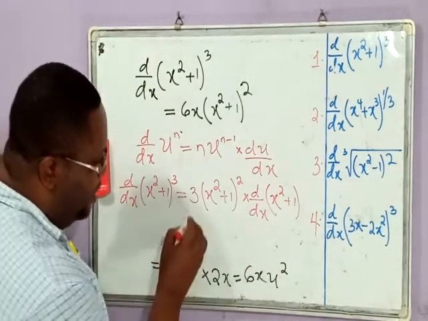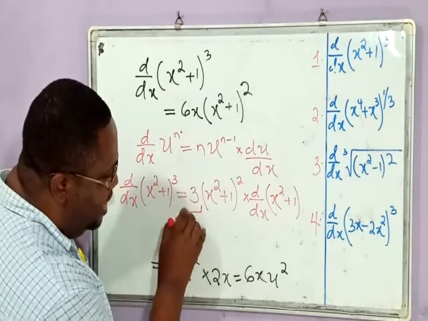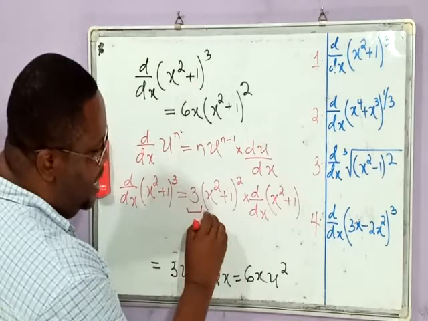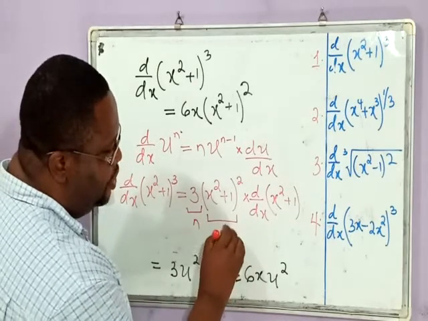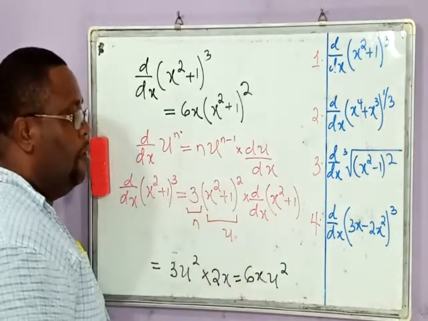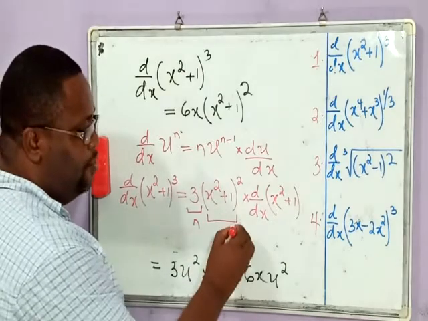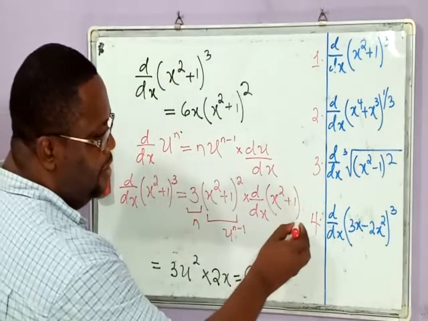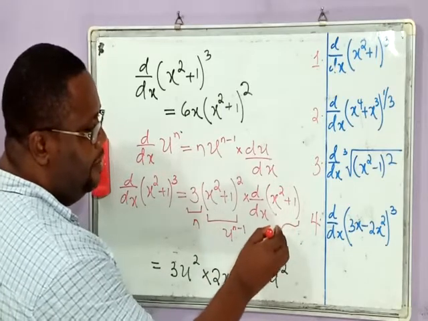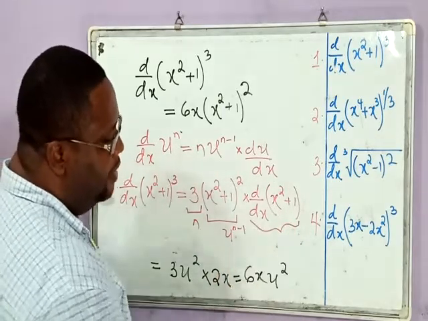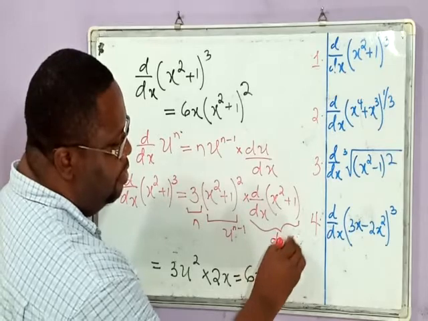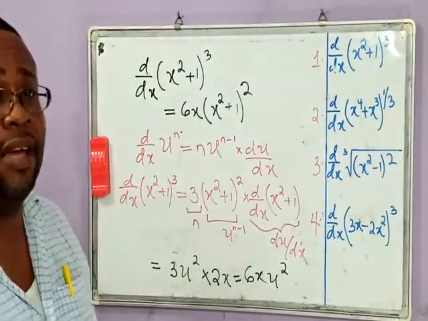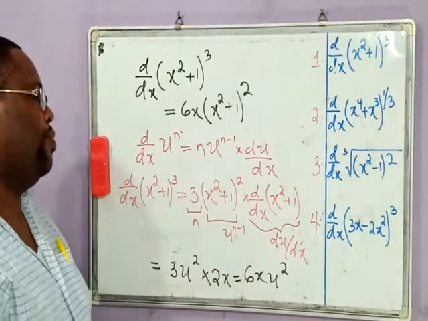Now look at the way it goes. This guy here is our n. This guy here is the u. Of course, this u is raised to a power n minus 1. And then this guy here is our du by dx. You see how simple it can be? So that's the way it is.